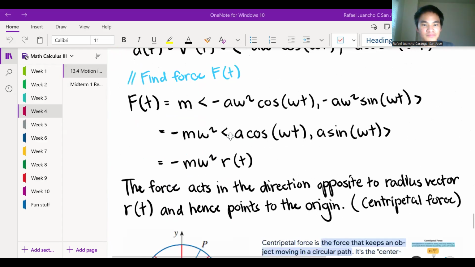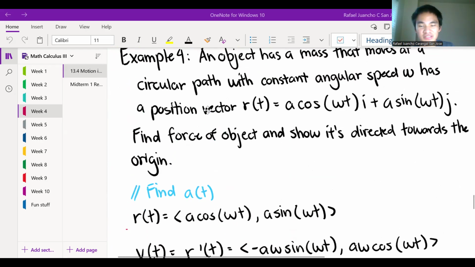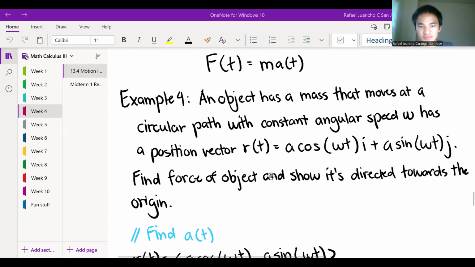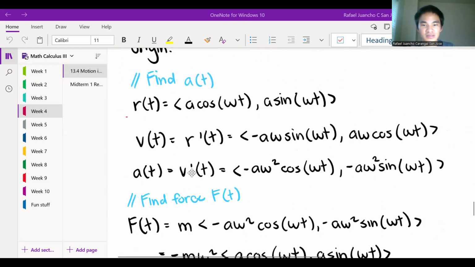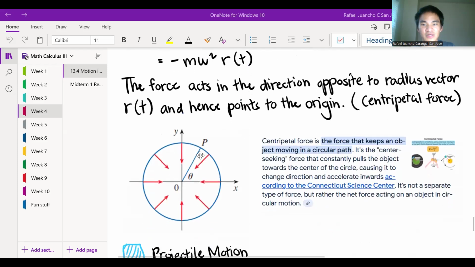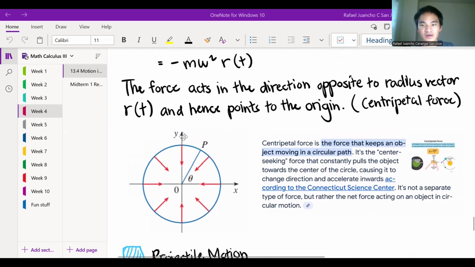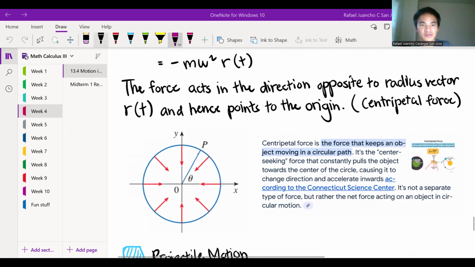We also came across a physics concept, which was about finding the force of an object using its mass and acceleration. And we were able to discover this idea of centripetal force, which is the force keeping an object moving along its circular path. That force points towards the origin. So it's kind of like gravity, if you imagine.